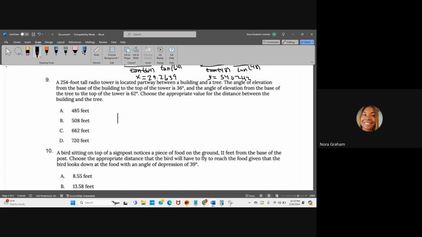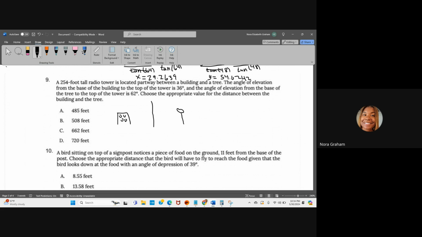So imagine we have a building right here. These are the windows of the building. Doesn't have to be the most perfect drawing, but that's our building. And then we have our radio tower. This will be our radio tower. All right. And then we have a tree, okay? Because that radio tower was in between our tree. So we draw that out.